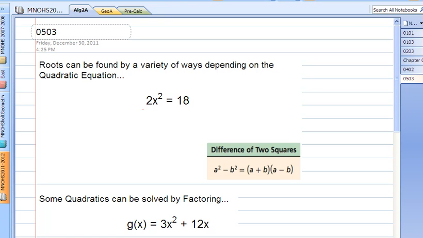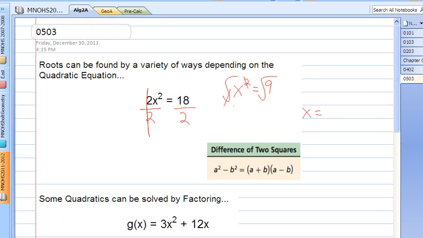What I want to do is get that x squared term by itself, and the way I'm going to do that in this example is divide both sides by 2. So the 2's cross out, and I get x squared equals 18 divided by 2, which is 9. Now I have the x squared by itself. What I want to do is get rid of the squared by taking the square root of both sides. The square root knocks the squared out, and I get x equals.